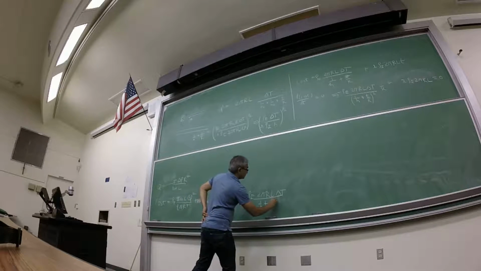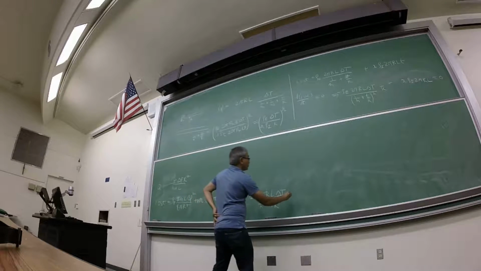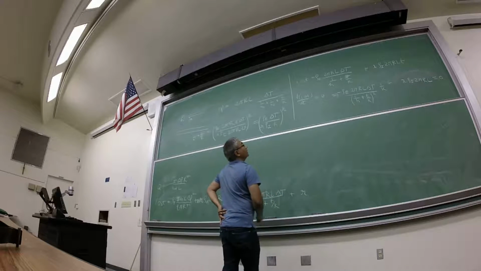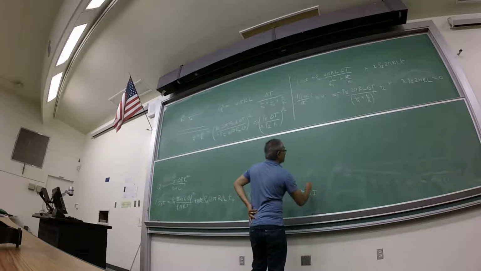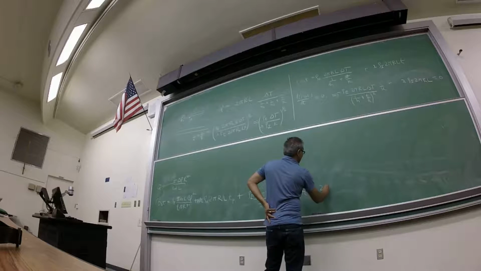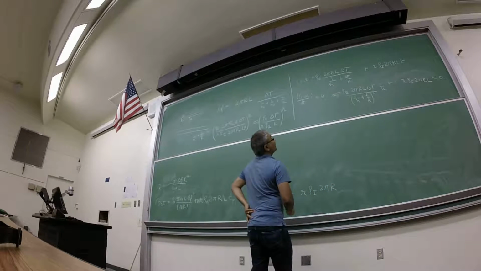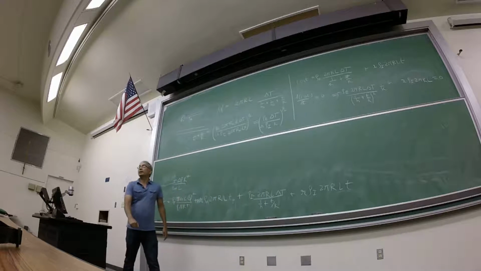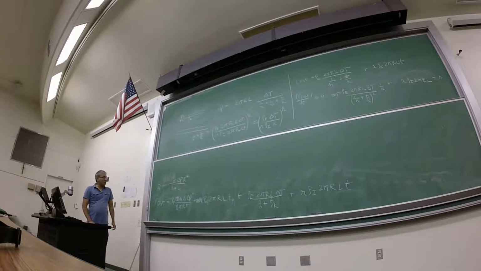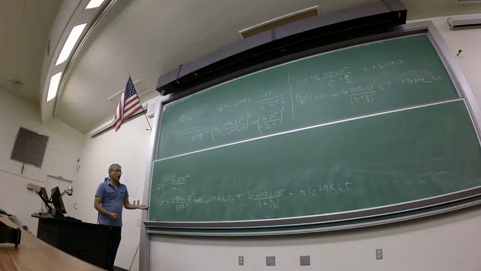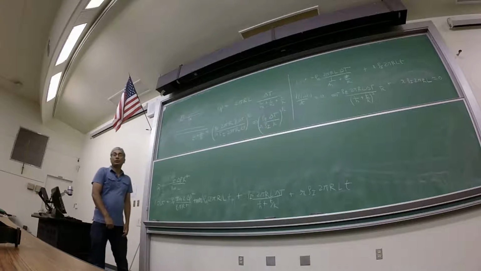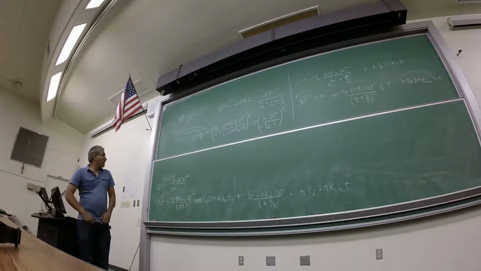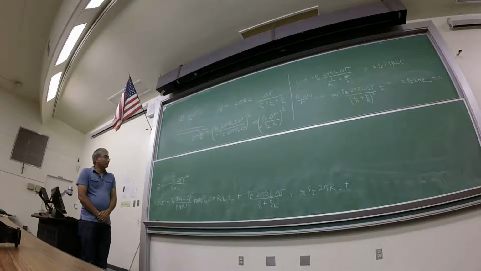T over K. And then of course plus you have R rho I times 2 pi R L. Right? Okay, so that's our total cost expression, and now you can see the cost expression is a function of two different unknowns, R and T. Okay?